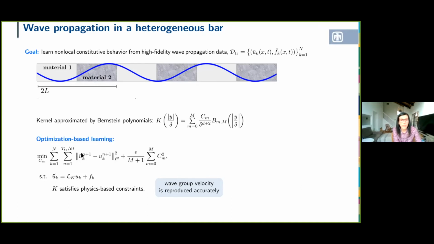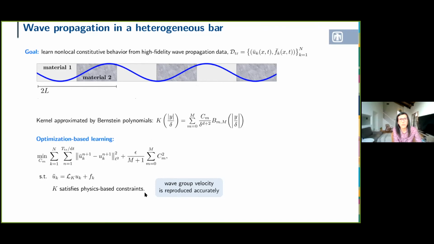Anyway, what we're doing here is to solve this optimization problem where we minimize the difference in a very standard way. This is a matching functional. We minimize the difference between the data and the non-local solution. And we have a standard Tikhonov regularization term on the coefficients of the kernel. The constraints are clearly the non-local equation for every pair, so for every k. And in addition, once again, we have constraints on the kernel.